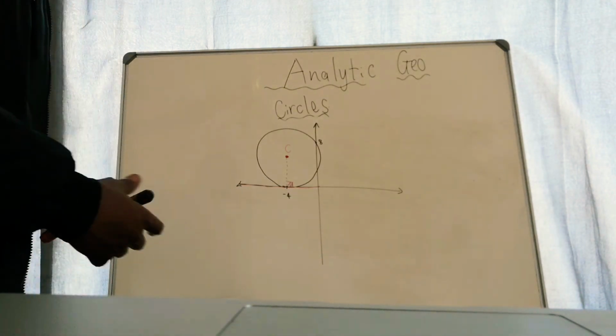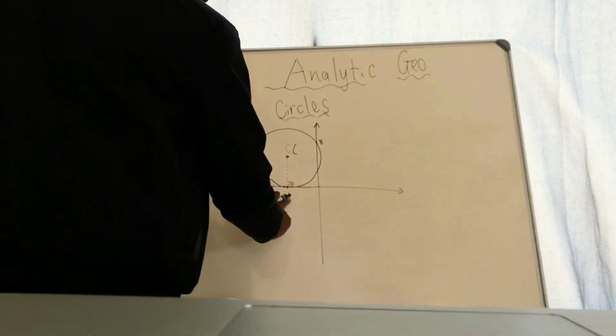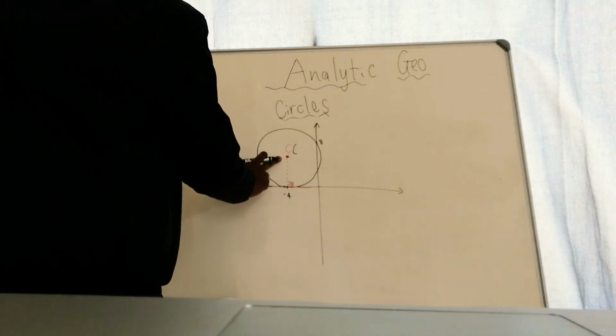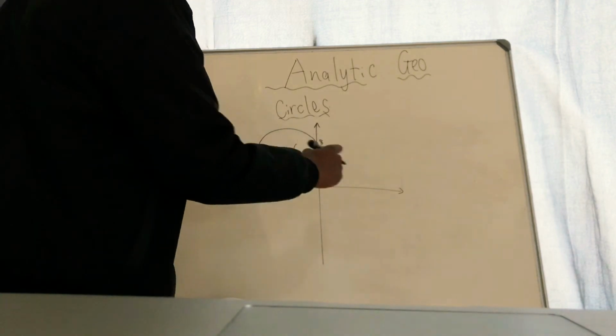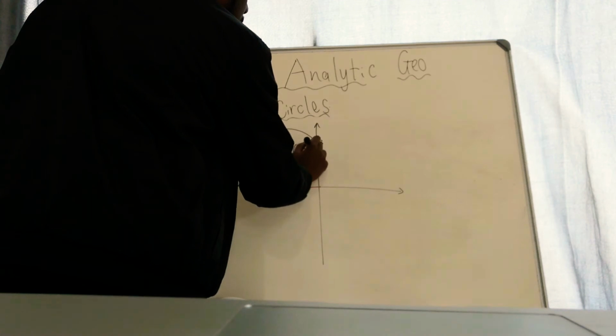Right? So if that passes through my center, another thing that I know is that if that passes through my center, then the x-coordinate of my center has to be that -4.